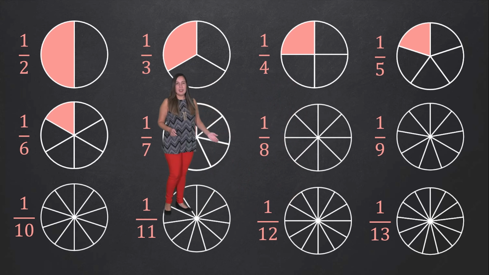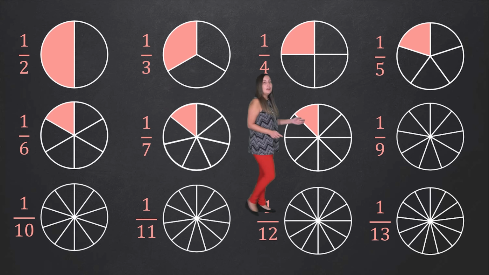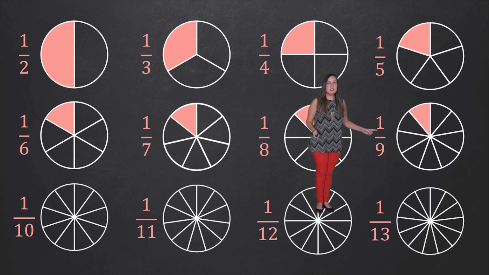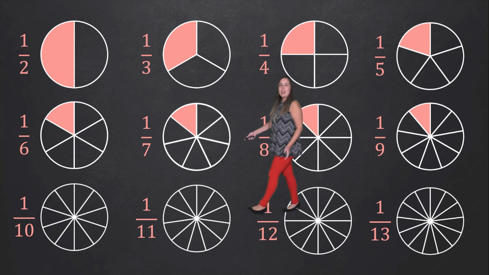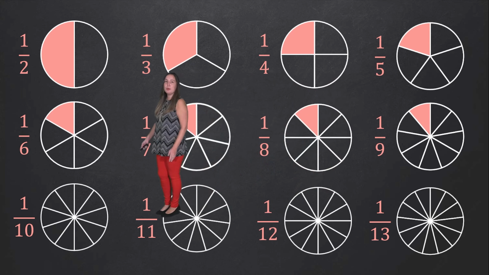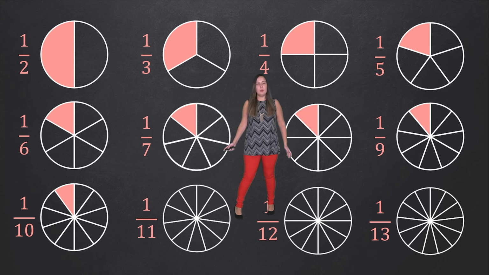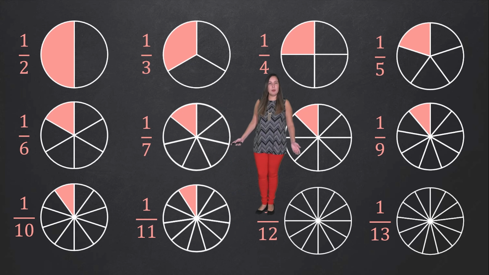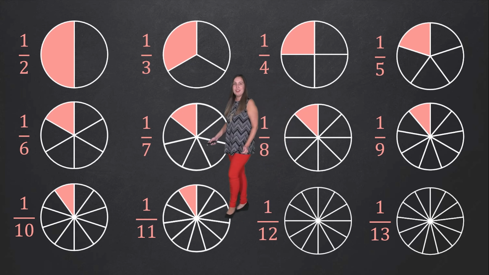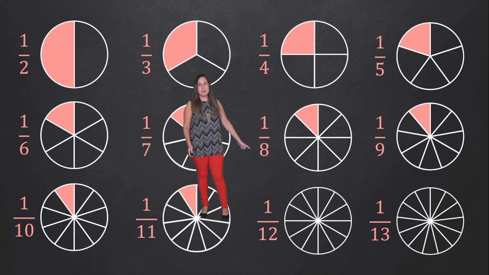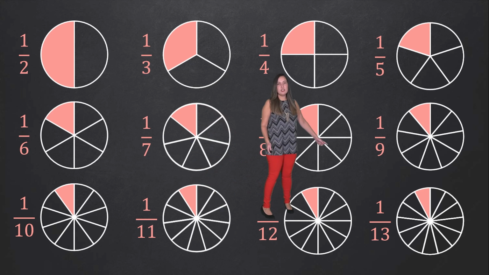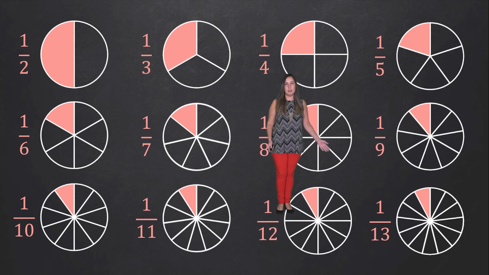And now we have 1/8. In order to represent our unit fraction, shade in one part. Then 1/9, we're going to shade in one part. Down here we have 1/10, and we're going to do the same thing, shade in one part. Then we have 1/11, shade in one part to represent our unit fraction. Then 1/12, shade in one part. And then we have 1/13, and again, shade in one piece to represent our unit fraction.